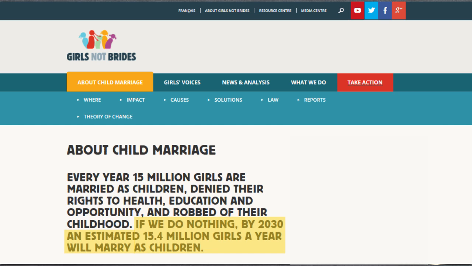Then, "if we do nothing, by 2030, an estimated 15.4 million girls a year will marry as children." And look: children, childhood, children. We see the language choice being used to advance the thesis that it is inappropriate for girls, for children, to enter into marriage. All right, we also see some conventions of genre. This is an online document. This is bold. This is a larger font.